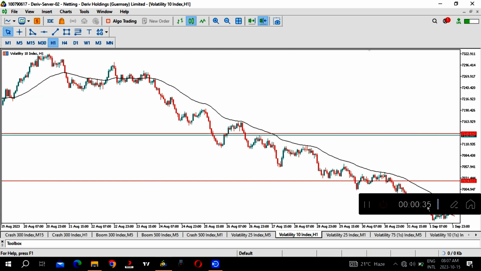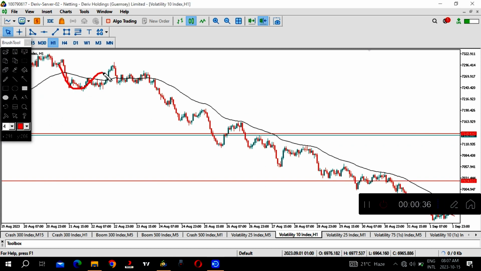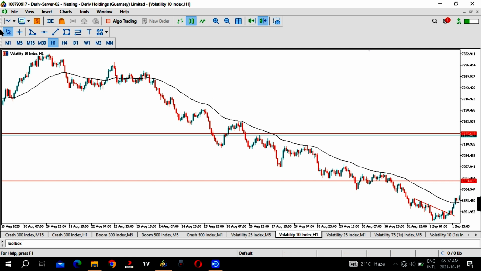In this setup over here, we're going down. We're continuously creating a series of what? Lower lows, lower highs, lower low, lower high, lower low, lower high. So lower low, lower high. This means that we are in what? In a downtrend, and you can also determine this using the moving averages.